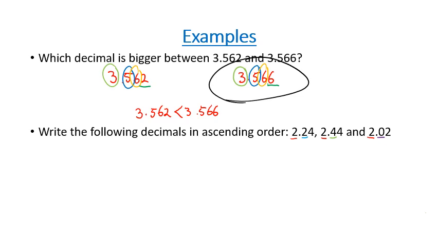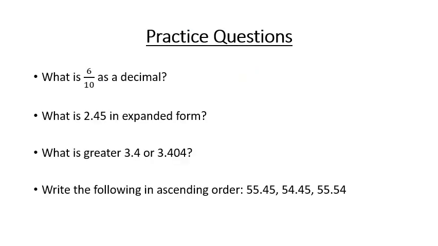Now 0 is the smallest number, so our first decimal, sorry, would be 2.02. Then if we go back and we compare, we can say that a 2 here is actually smaller than a 4 here, so our next number must be 2.24, and our number after that must be the only remaining number, which is 2.44.